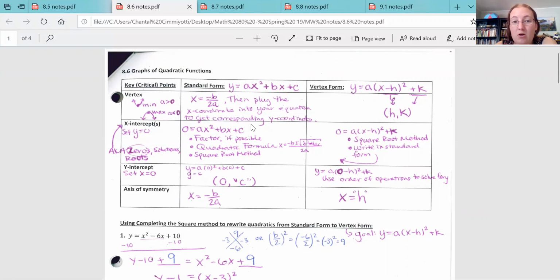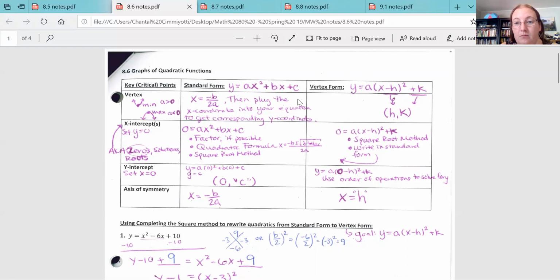To find the actual value of a vertex, you have the vertex formula. When it's in standard form where you have an A, B, and a C, it's the opposite of B divided by 2A. So it's not always negative, it's the opposite of B divided by 2 times A. And then you plug that into the X in your quadratic, follow order of operations, and that will get you the Y coordinate for your vertex, because your vertex is a point.